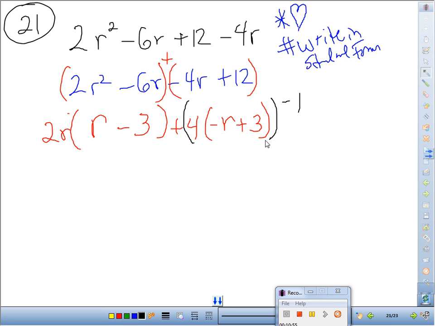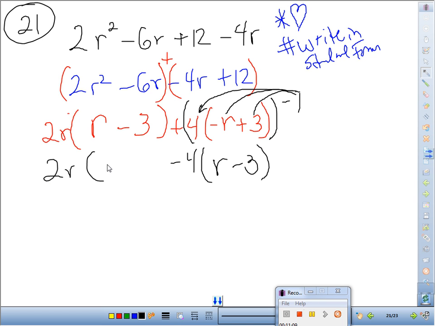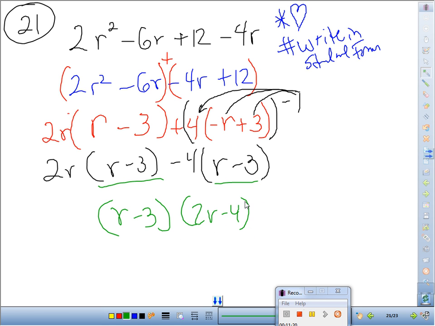Yes. So therefore, this times that, what does that give? Negative 4. Negative 4, parentheses, minus 3. R minus 3. Bring this down to R minus 3. Now do you see? Yeah. GCF is R minus 3, and then what's left? 2R minus 4.